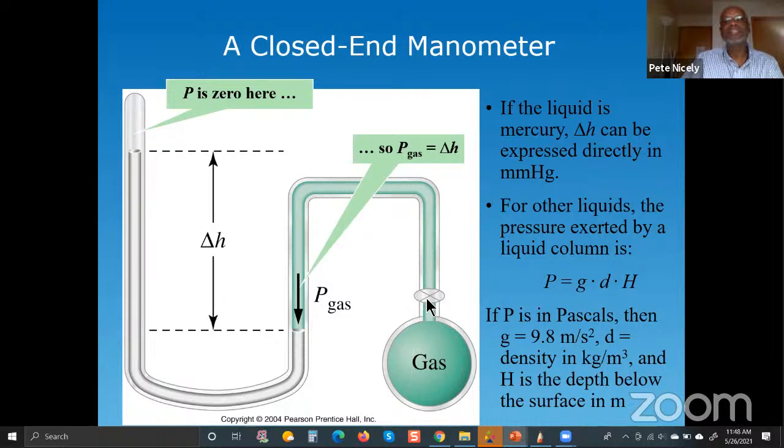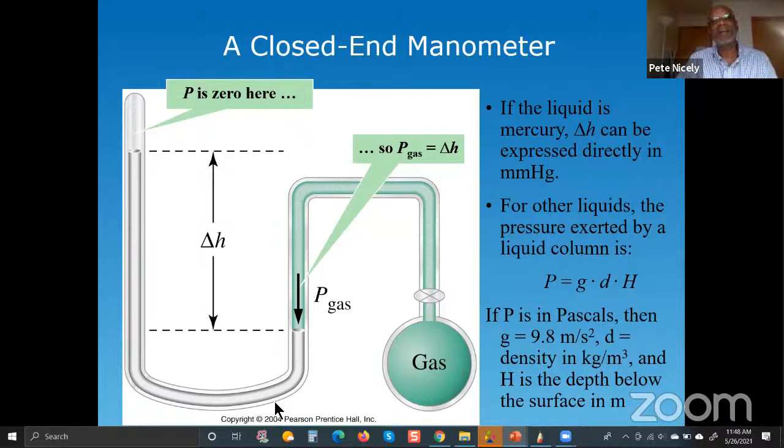So when you open up the tap right here, the gas flows through and exerts the pressure here, right? So there's no pressure exerted here. The pressure of the gas will be exerted on this end, and the pressure exerted by this gas would be equal to the height difference between the two mercury levels, which is given by delta H right here, all right? So that's basically how you determine the pressure of the gas in this setup. So as stated here, the pressure of the gas is equal to the height difference, which is delta H, okay? Now, if the liquid is mercury, you can express the pressure in terms of millimeters of mercury, right?